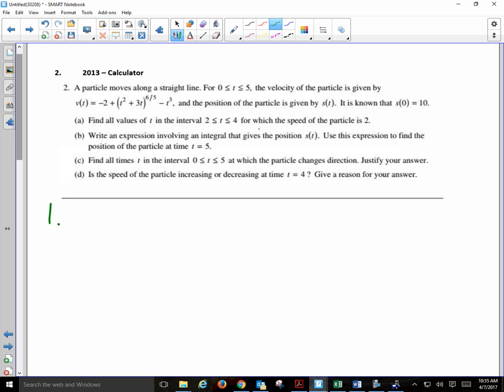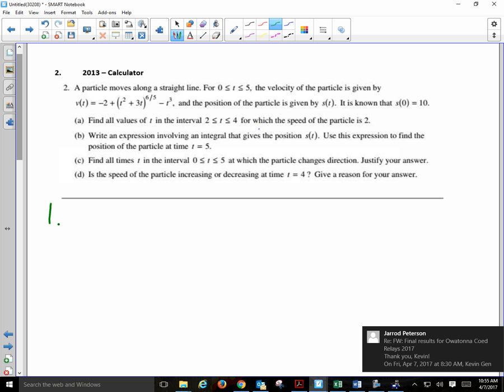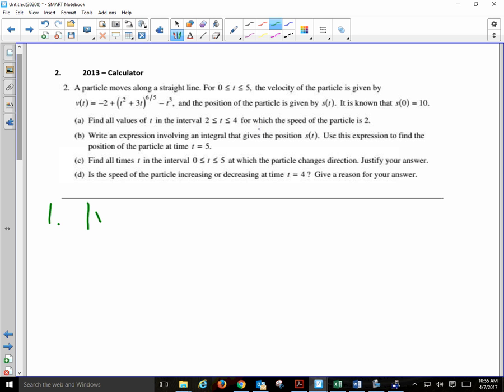Well, how does speed compare to velocity? It's the absolute value. So I'm wondering when the absolute value of the velocity is equal to 2. Or I could set up a nice equation. The absolute value of the velocity function minus 2 is equal to 0. That's what I'm going to look for.